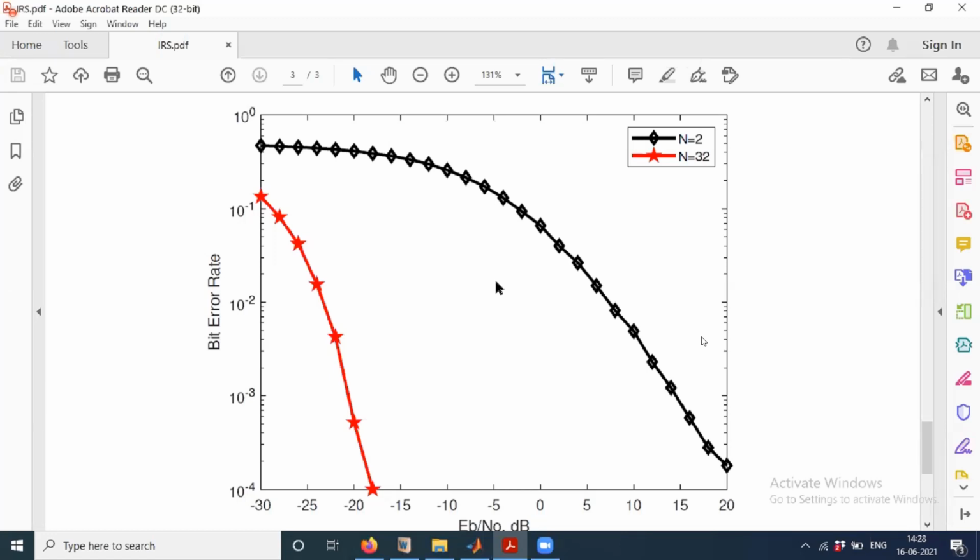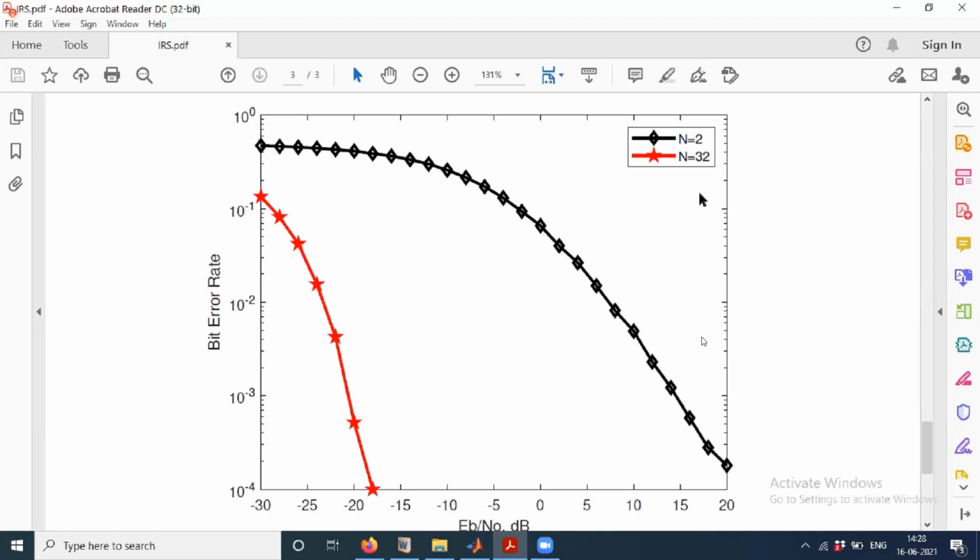Again, you can see that the slope is changing. This curve is already shifted, so you have a coding gain, but the slope of the curve is also changed, so you also have diversity gain. So using the IRS, we can achieve both coding gain as well as diversity gain. The actual diversity gain and coding gain depend on the number of reflecting surfaces.